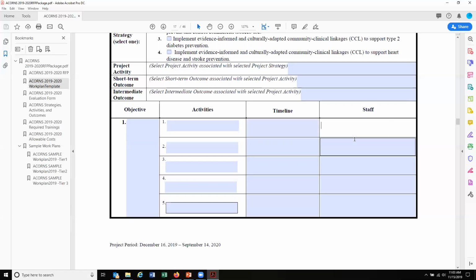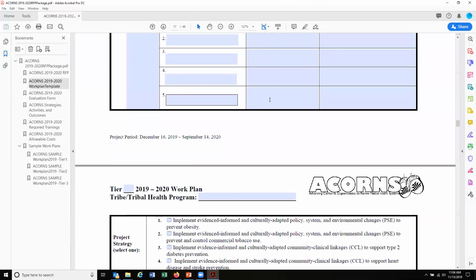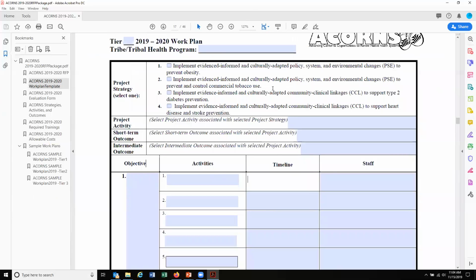This final column is your staff. That's going to be the primary people responsible for completing that specific activity. You might have multiple people working on one objective, but a different staff member responsible for creating the materials or setting the meetings or going to the trainings. You can have more than one staff there, if a couple people are working on that activity, but there should be at least one person designated responsible for seeing that the activity is completed in the timeline that it's set out to be. So that is basically the main structure of the work plan.